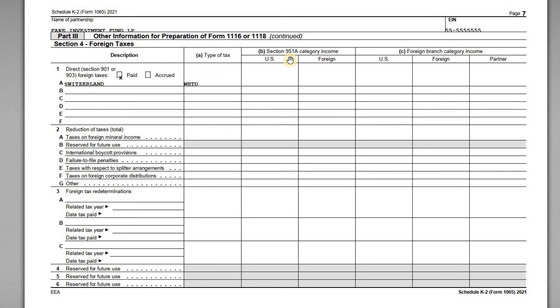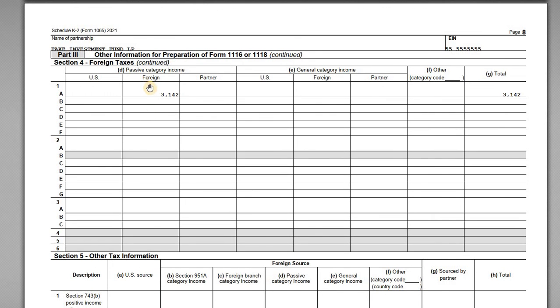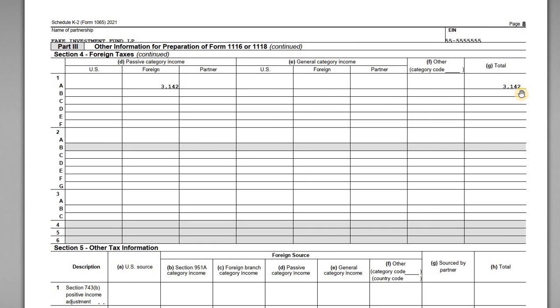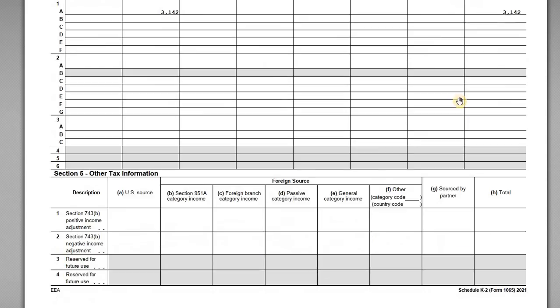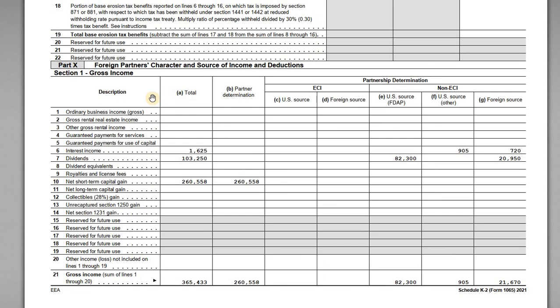In our case, we don't have any GILTI income, so 951(a) is GILTI. We don't have a foreign branch, so the taxes most appropriately were being held on what we characterize as passive category income, foreign source. So there's the 3,142, and then the rest of the columns blank, right? So remember, $3,142, that is the U.S. dollar equivalent. That's after it was translated from Swiss francs to U.S. dollars.